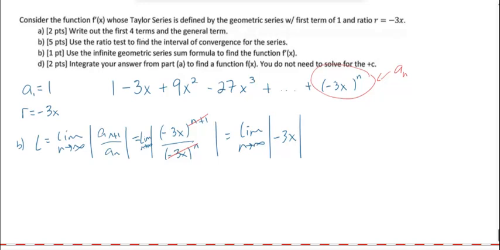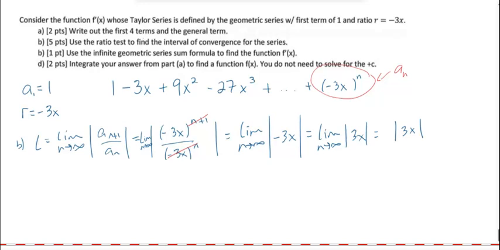And now, 2 comments. 1, there's no more n's. And 2, there's an absolute value. This is going to be a lot easier if I use that absolute value to get rid of the negative there. So this is just going to be the limit as n goes to infinity of the absolute value of 3x. Well, what is that? That is just the absolute value of 3x because there are no n's left in this equation.